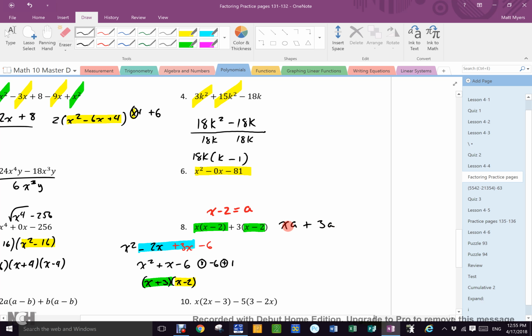Now what do you notice about that and that? What do they both share? They both share an a, so I can divide out an a, can't I? A, x plus 3, correct? What's a? X minus 2. So what do I write there? One step.